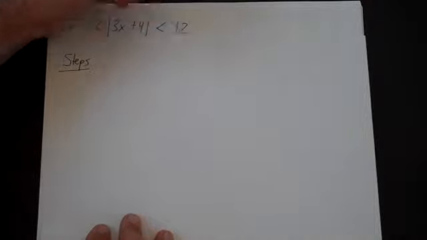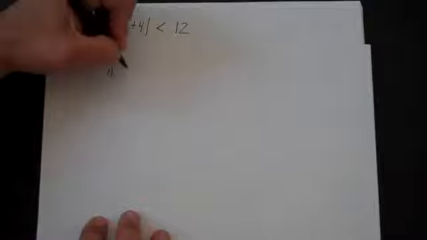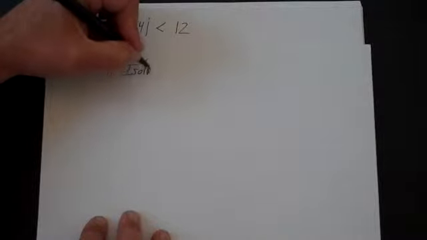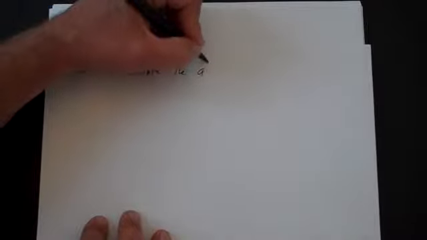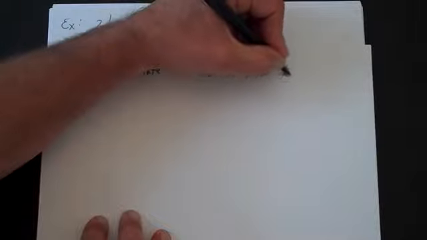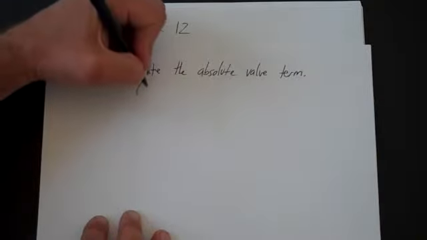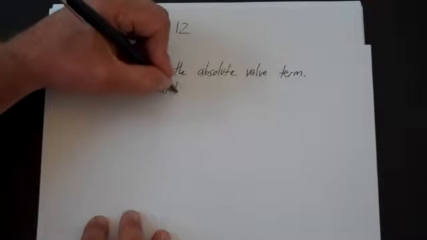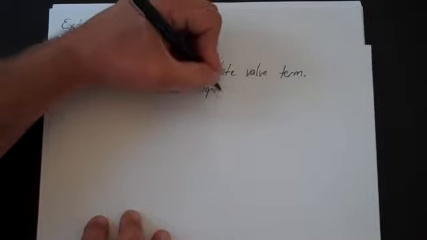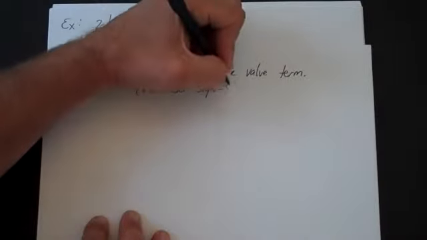So here's an example that you might have. You might have 2 absolute value 3x plus 4 less than 12. The first step is you're going to isolate the absolute value term. And you're going to remember the sign flipping rule. That is, when you multiply or divide both sides of an inequality by a negative, the sign flips.